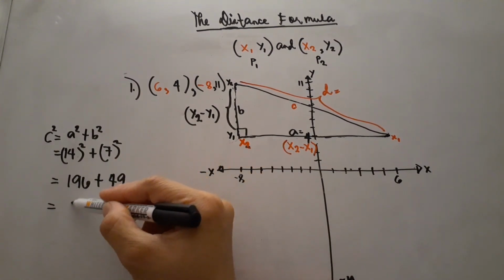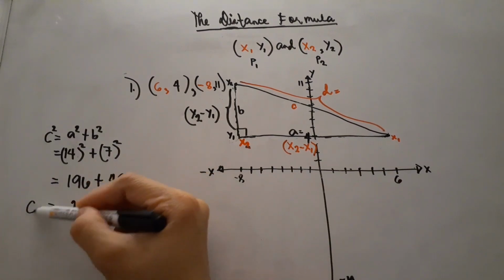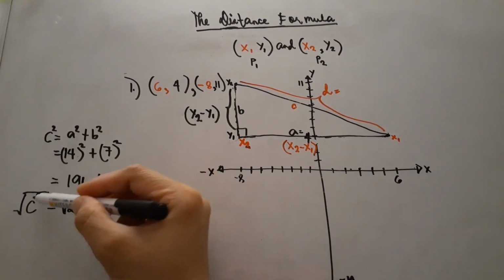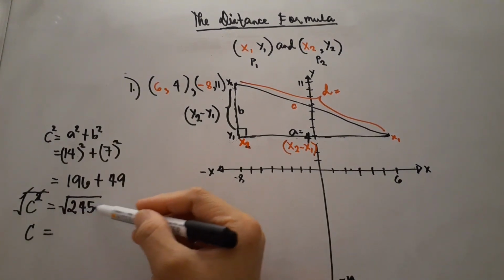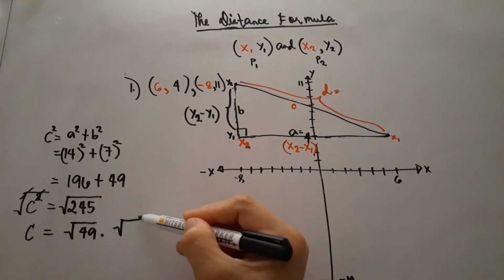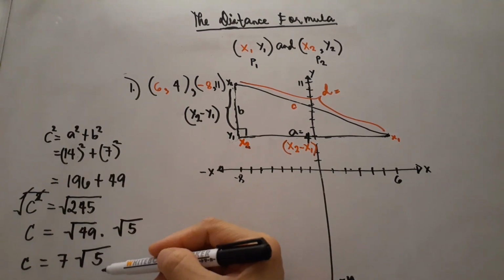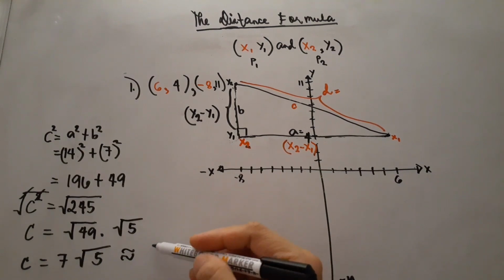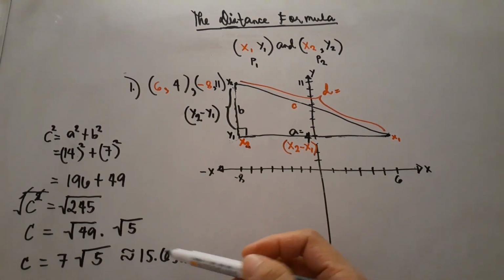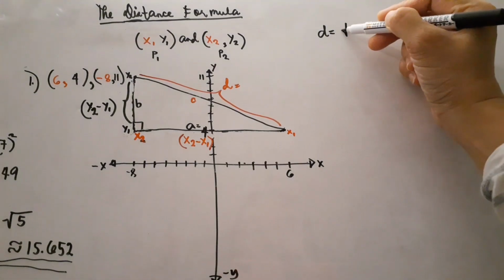It becomes 245. Then we use the square root principle. For c squared, we use the square root principle to cancel out the square. If you take the square root on one side, do the same on the other side. So 245 becomes the square root of 49 times 5, and the answer is c equals 7 square root of 5, which is approximately 15.652. That is the distance if we use this formula.